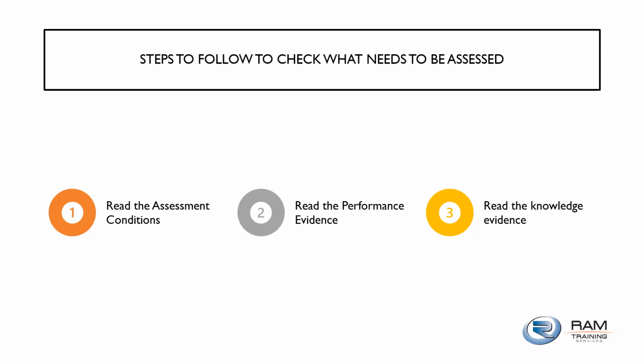So you need to see someone deal with a bloody nose. You need to see someone treat a wound or a broken leg or a broken arm. You need to see all these different things. So the performance evidence tells us what we typically need to see someone do, or gather evidence of someone doing.